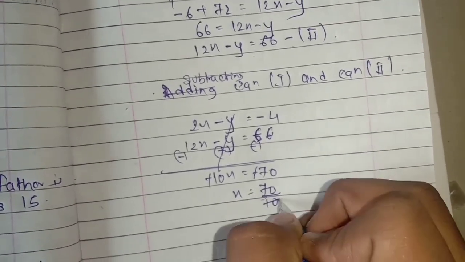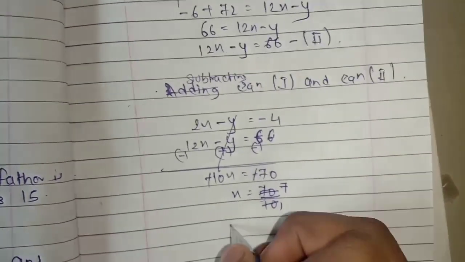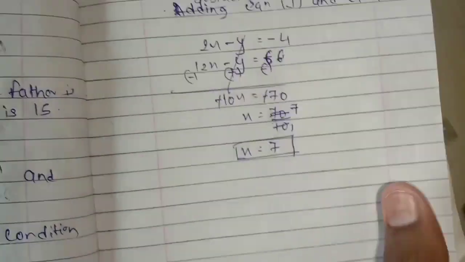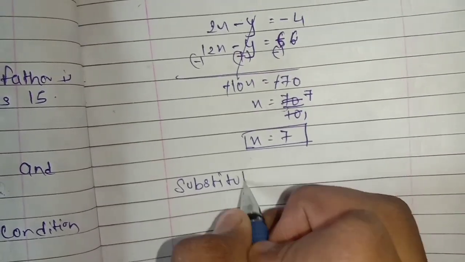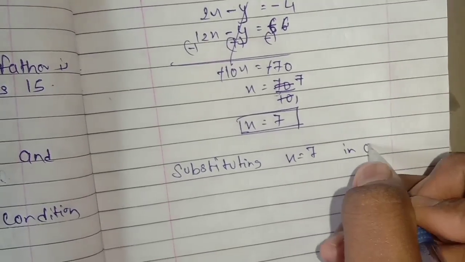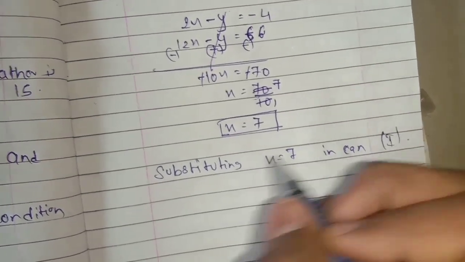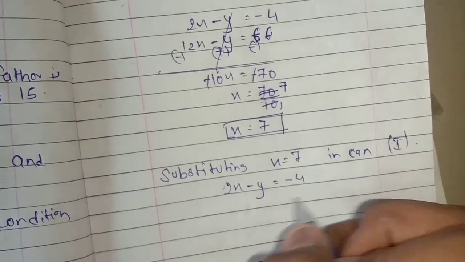In the 10 table, 70 comes for 7 times, so the x value came 7. Like this, we will find the y value. Substituting x equal to 7 in equation 1, that is 2x minus y is equal to minus 4.